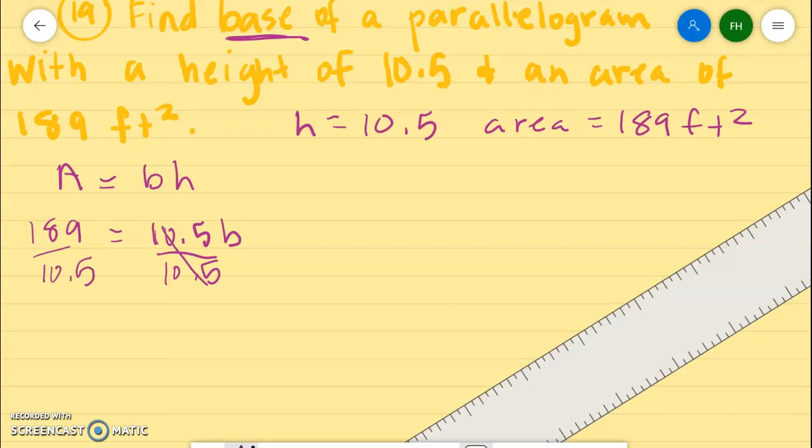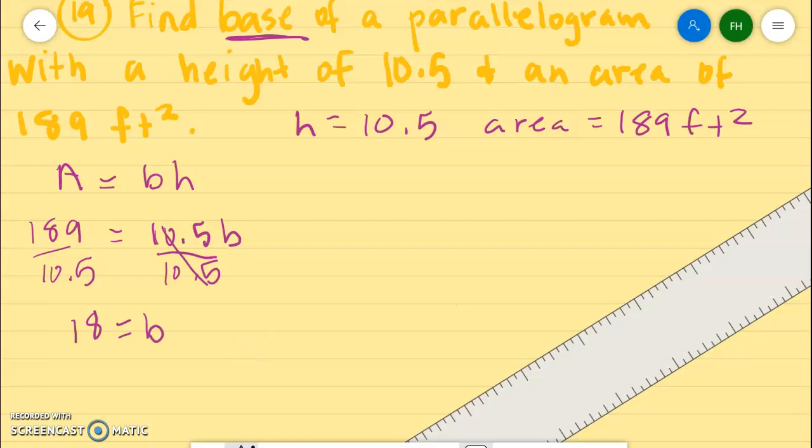When you're finding the area, you're multiplying. So if you know the area, you're working backwards, you're going to divide. So basically 10.5 times what equals 189, or 189 divided by 10.5. So our base is 18.